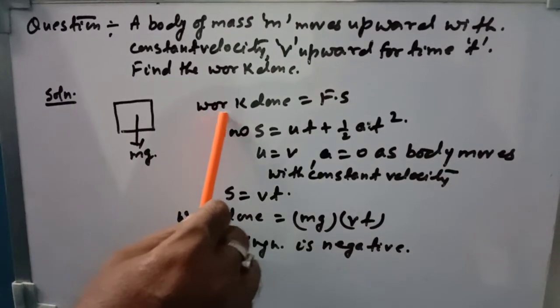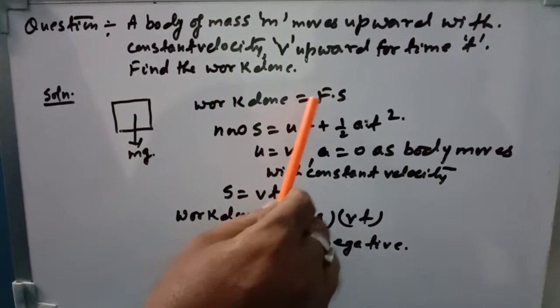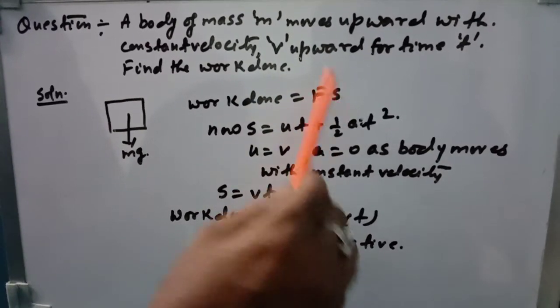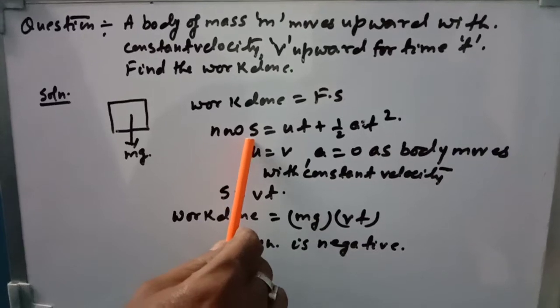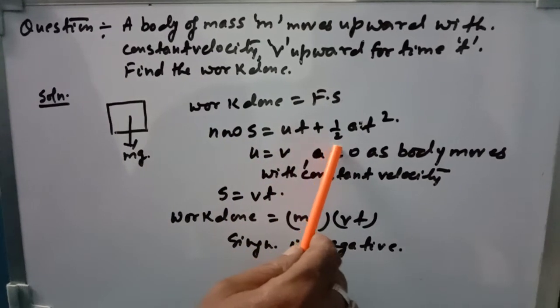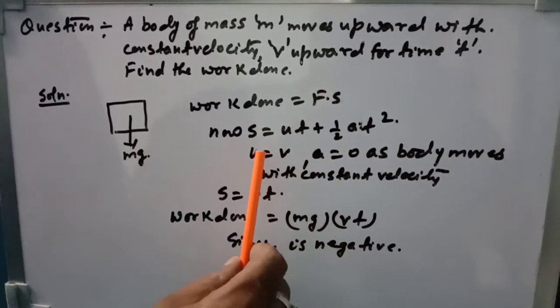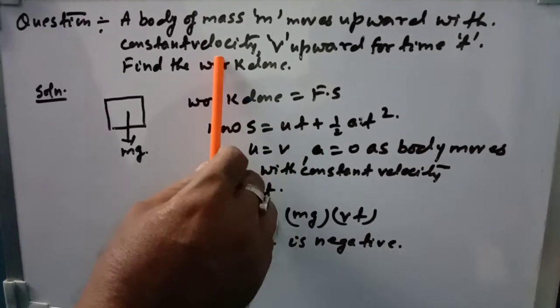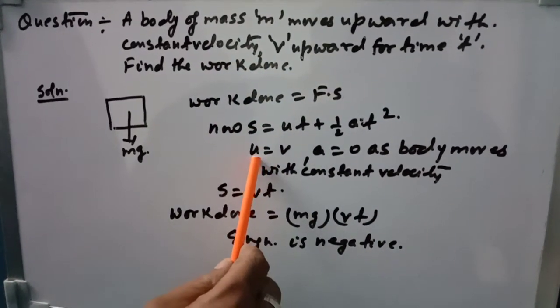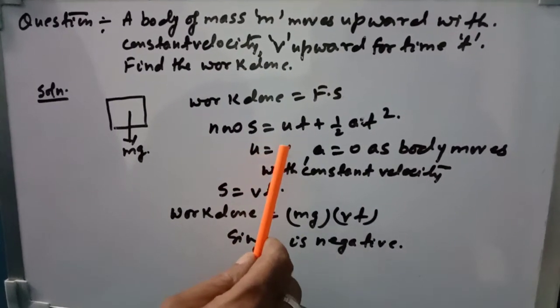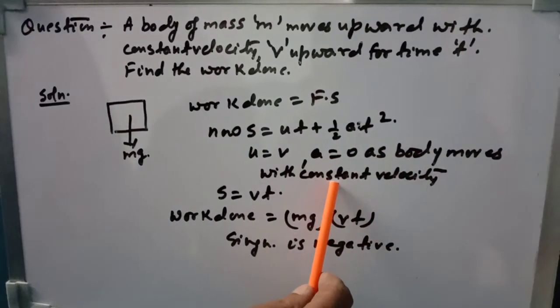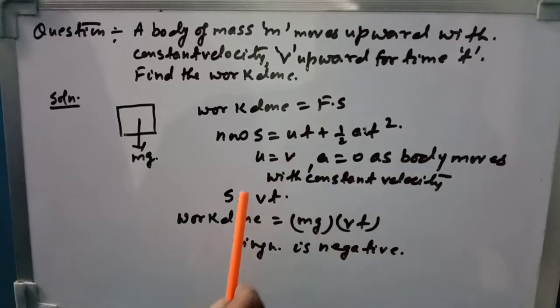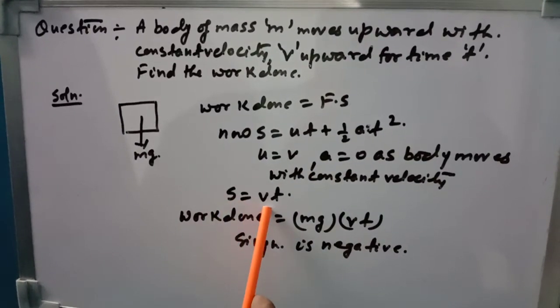All of you know the work done formula, that is work done is equal to force into displacement, F dot S. So you have to calculate the displacement here also. So S is equal to ut plus half at square. Now what is the value of u? The body moves with constant velocity, so I have kept here u is equal to v. Now acceleration is 0 as the body is moving with constant velocity. Now we have got S is equal to Vt.